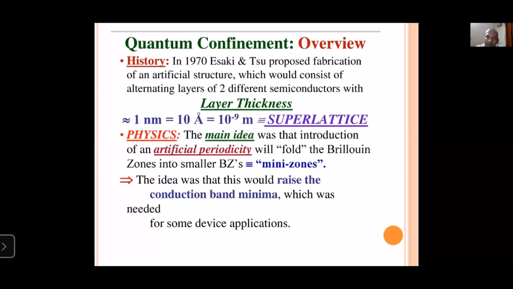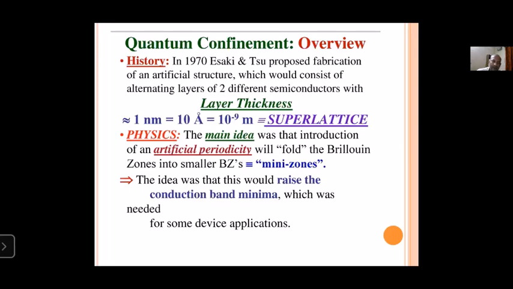In 1970, Esaki and Tsu proposed the fabrication of an artificial structure which would consist of alternating layers of two different semiconductors with layer thickness of 1 nanometer, which is 10⁻⁹ meter, also known as a superlattice. If we talk about the physics of quantum confinement, the main idea was that introducing an artificial periodicity will fold the Brillouin zones.